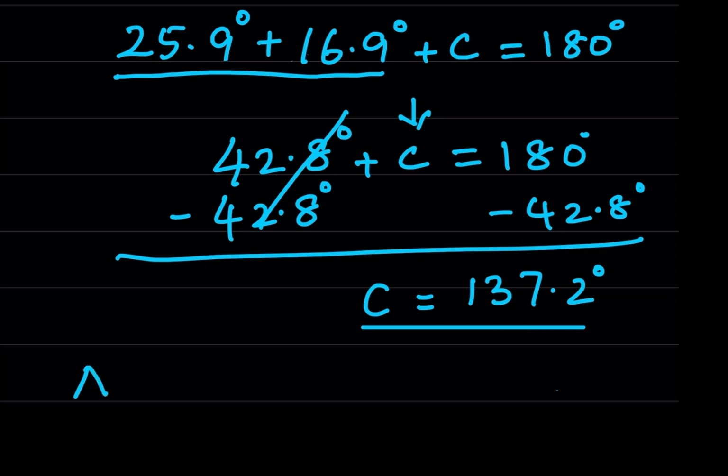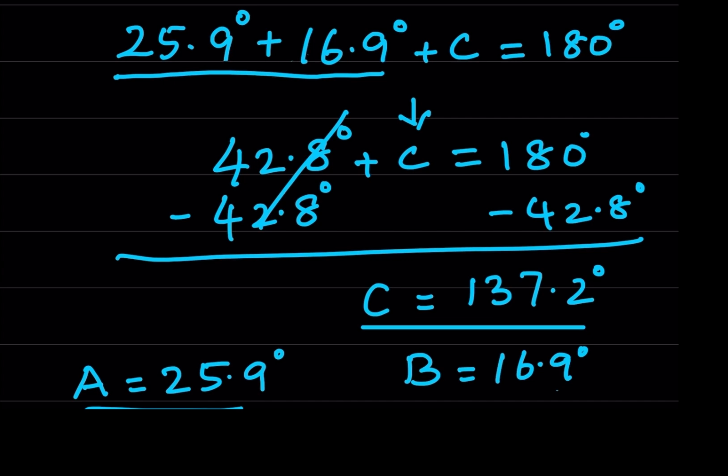We know angle A is 25.9 degrees and angle B is 16.9 degrees. So we found all the angles.